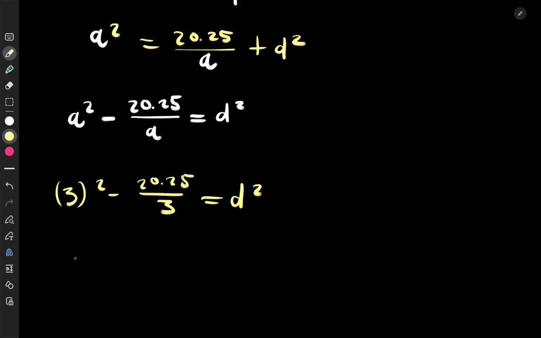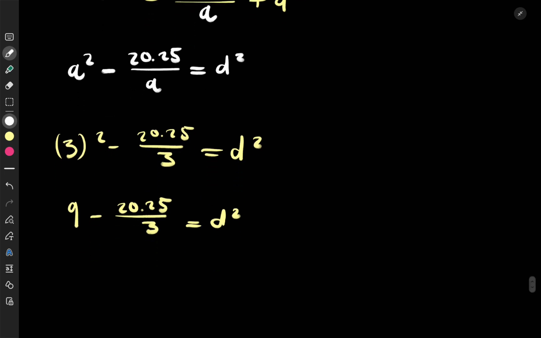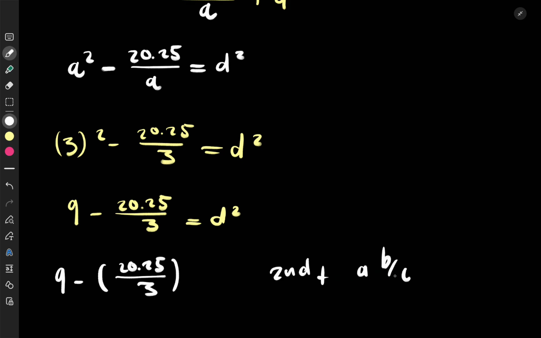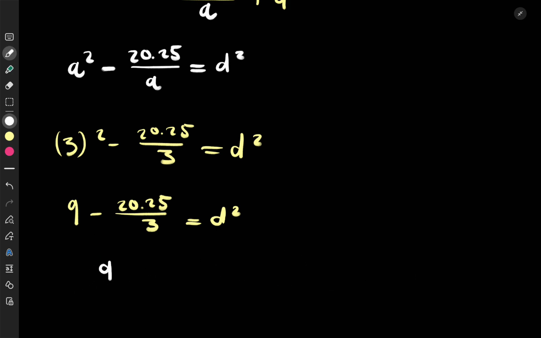And what is 3 squared? 9 minus 20.25 over 3 is equal to d squared. And what do we do here? Well, let's put it as one fraction. Remember, you can do it without even doing it manually. You just say 9 minus open bracket 20.25 over 3 close bracket is equal to. Then you say second function, then a b over c. These are the buttons you then press to get it as a fraction. And what do you get as your answer? You get 9 over 4. You didn't even need to do anything. So 9 over 4 is equal to d squared.